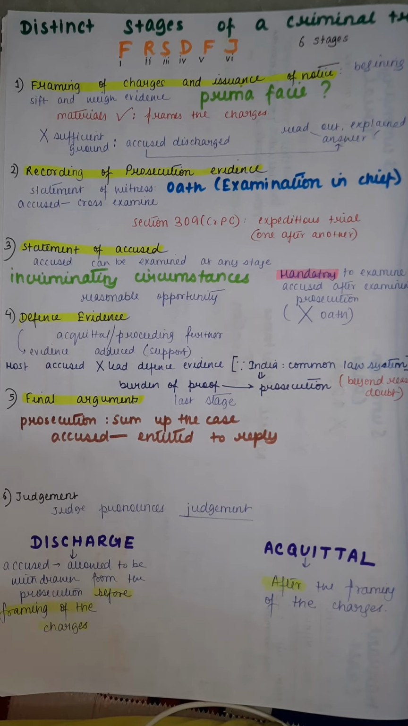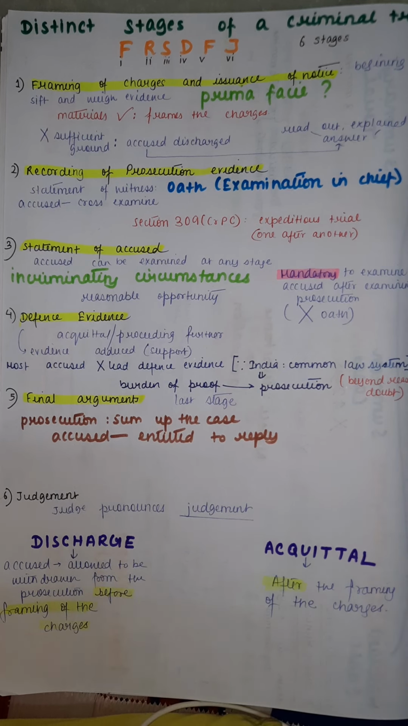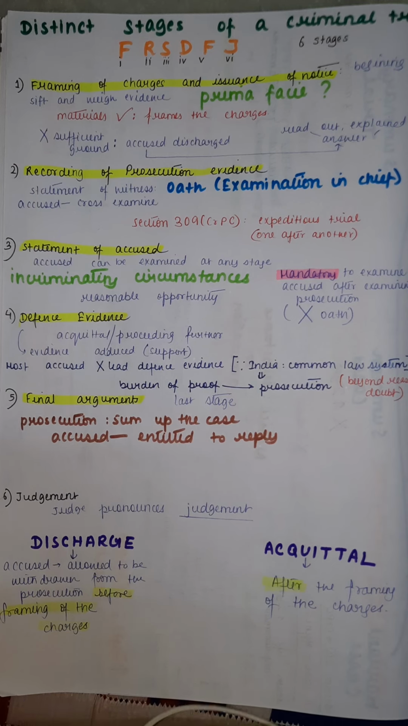Now, see, judgment is often treated as a stage which has gone beyond a criminal trial, so I have not marked this with them. But obviously, you have to write it when the question is on the 6 distinct stages of the criminal trial, so you have to include that as well in your answer. Let's do it. All right.